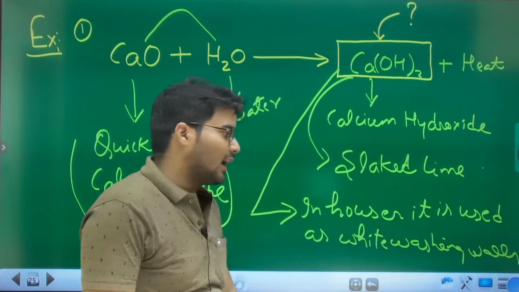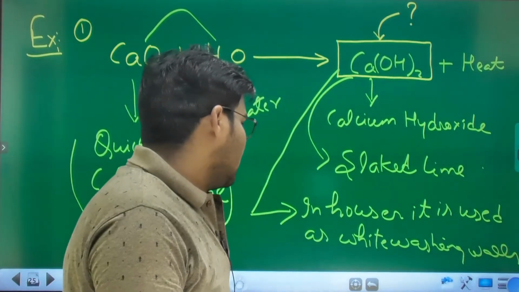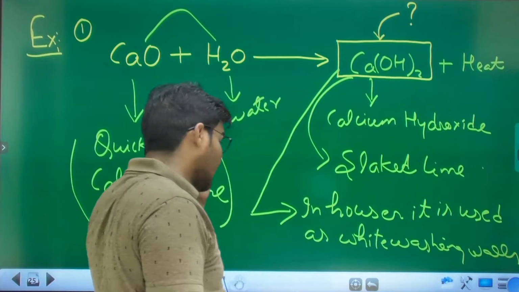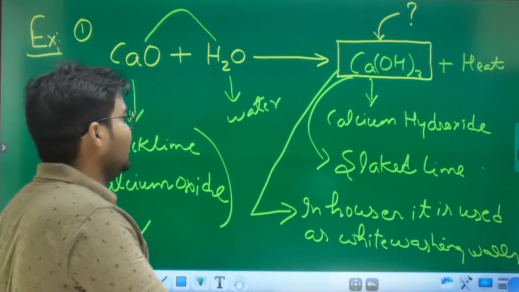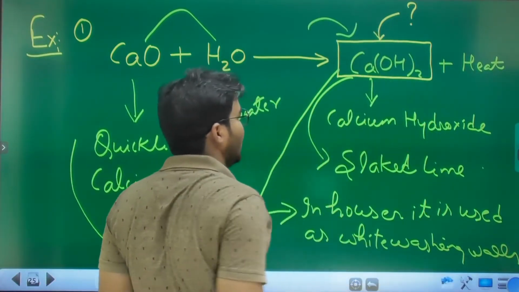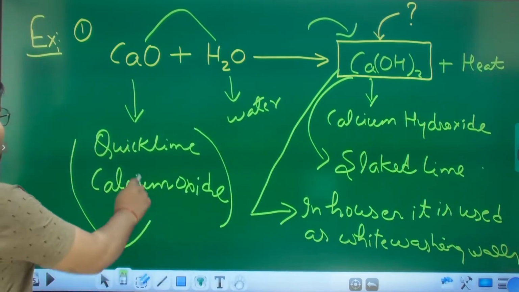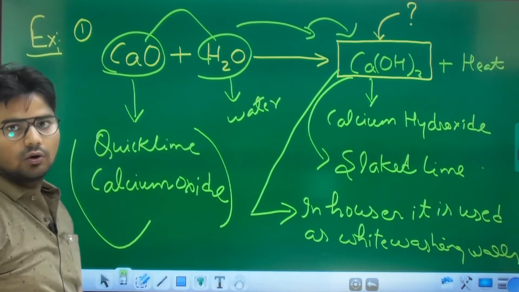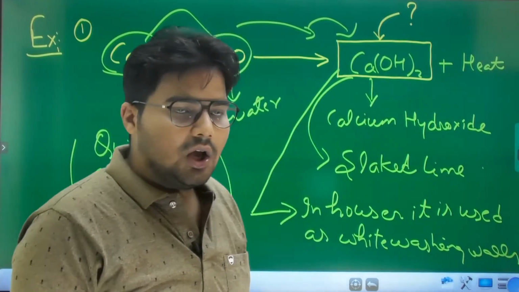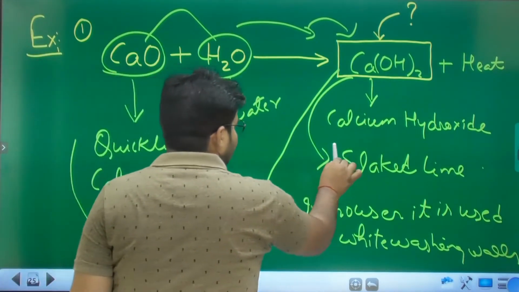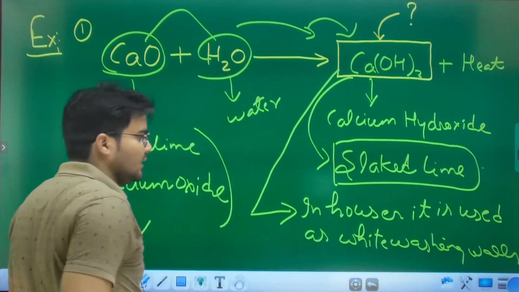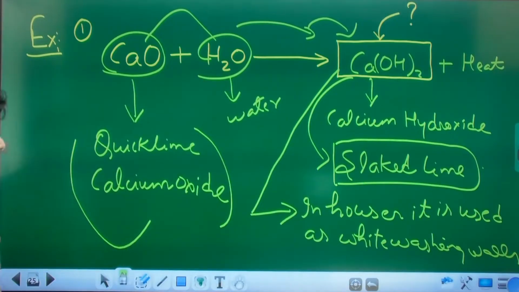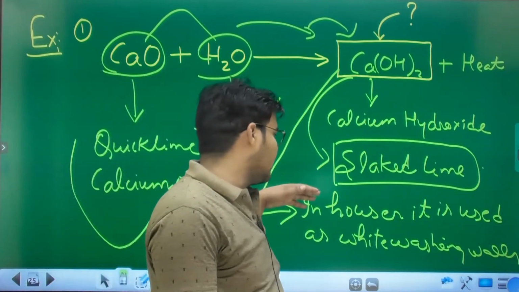Clear? In our houses, on our walls, we will apply this solution, Ca(OH)2. So on combining CaO and H2O, it forms Ca(OH)2, that is calcium hydroxide, commonly known as slaked lime. What do we call it? Slaked lime.